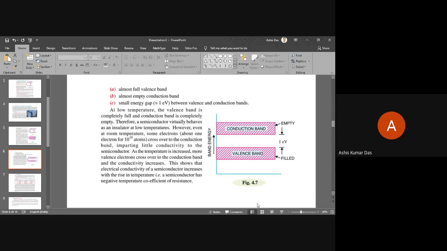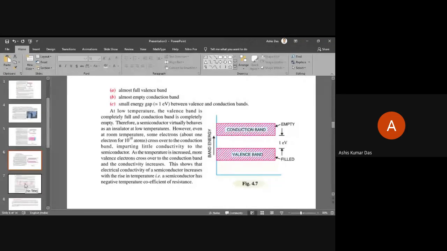Now in the case of a pure conductor, when we increase the temperature, the resistance also increases. That means it has a positive temperature coefficient of resistance. But in the case of a semiconductor, when you increase the temperature, the resistivity or the resistance of the semiconductor decreases. That means the conductivity increases. So this gives us some peculiar properties of a semiconductor.